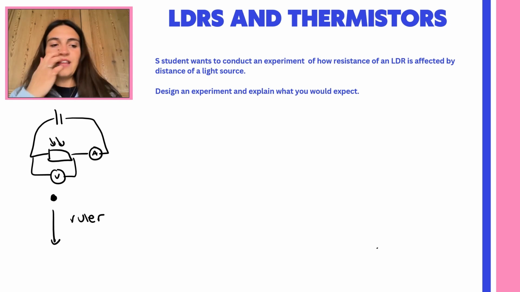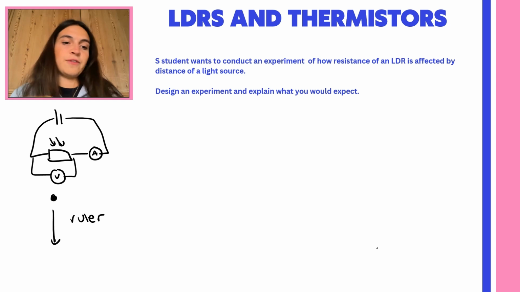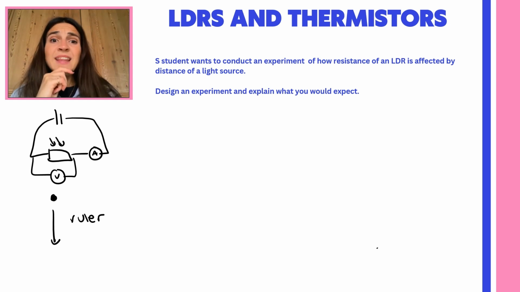That black dot there would represent a bulb. I'd have to have labelled that in my exam. And then I also need a ruler to measure these distances. It's really important when you are designing an experiment in your exam, you tell them what piece of equipment that you'd need to use to measure that thing. So here I've got voltmeter, ammeter and ruler, all pieces of equipment that I need. And then what would I say?